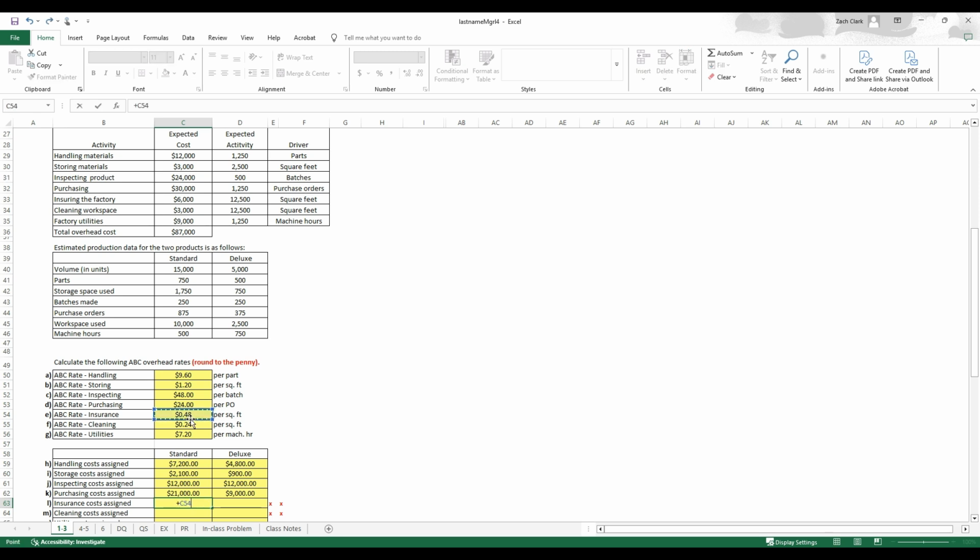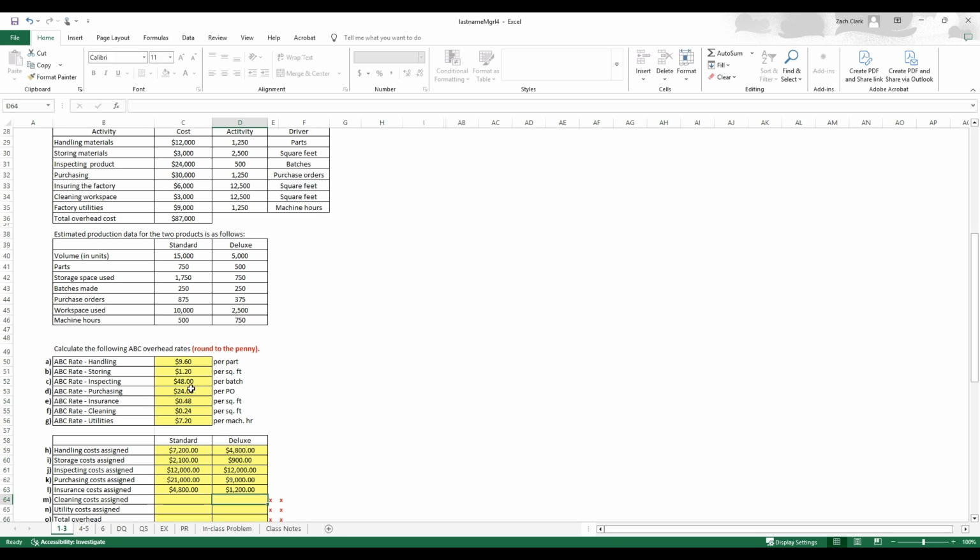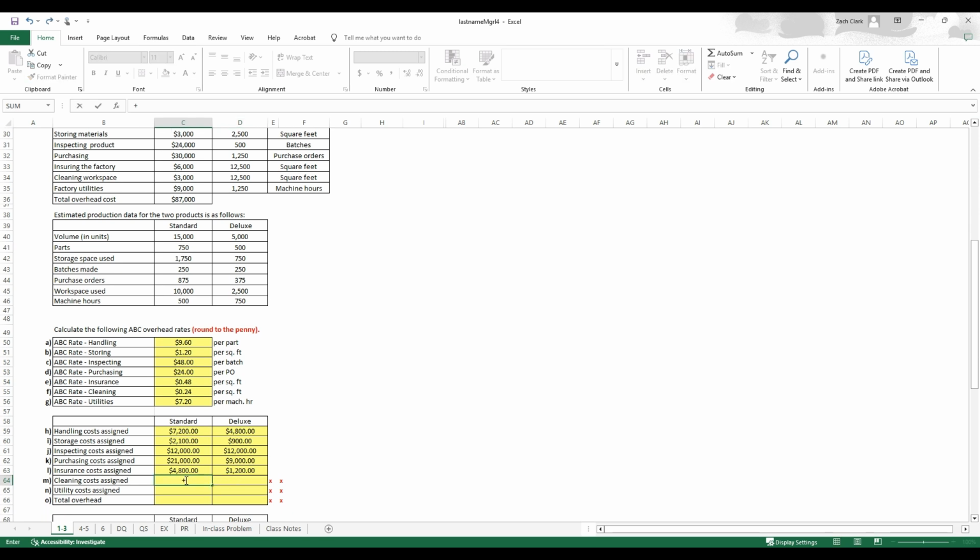Okay, and insurance, we've got 48 cents per square foot. And from the insurance perspective, workspace used, 10,000 square feet for the standard. And for deluxe, we've got 2,500. Cleaning costs assigned, 24 cents per square foot. So same metric there, basically. I'm just going to drag this down. Oh, that was funny. Since we're using the same metric, it just dragged down and went to the new updated rate, so that automatically updated correctly.